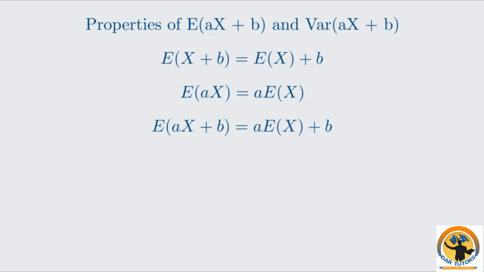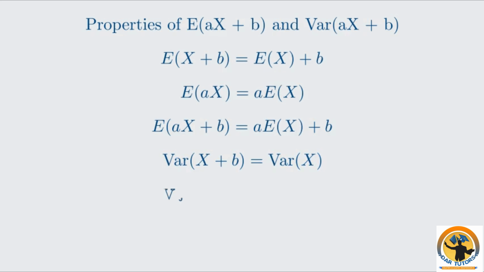Now let's look at the variance. For variance, adding a constant b to the variable does not change the variance. Think about it. Adding a constant just shifts the entire distribution along the x-axis. The spread of the data, the variance, remains the same. So, the variance of x plus b is just the variance of x.